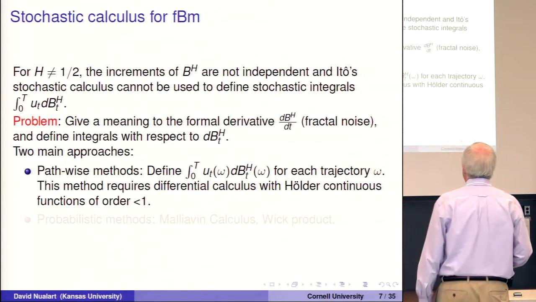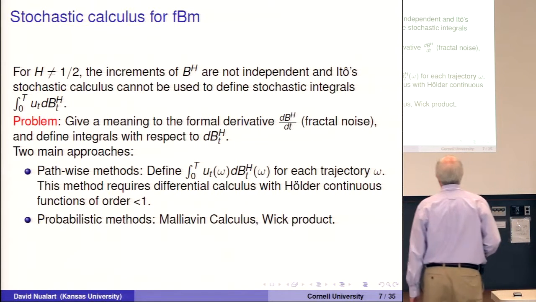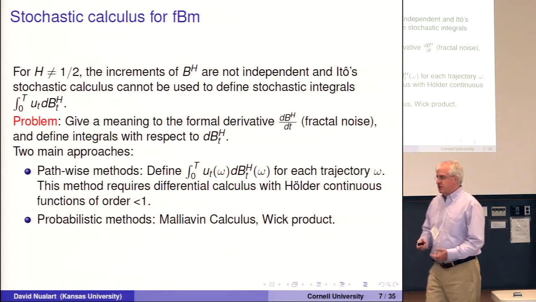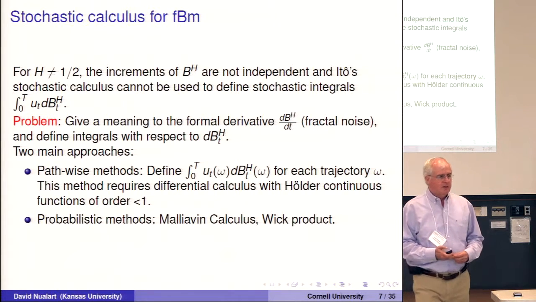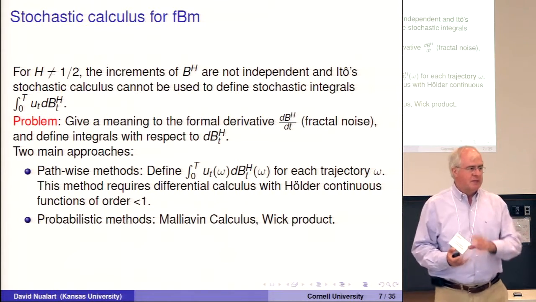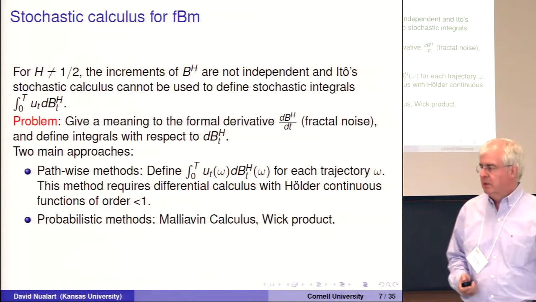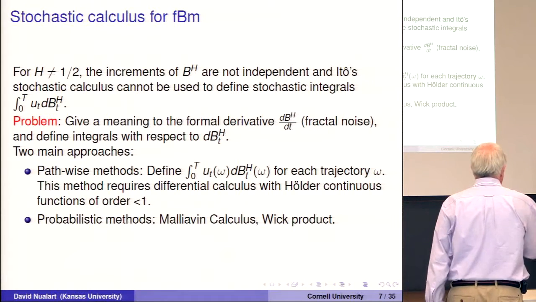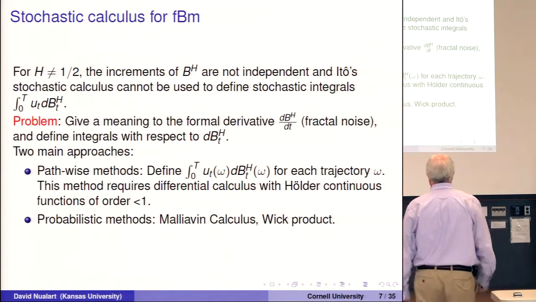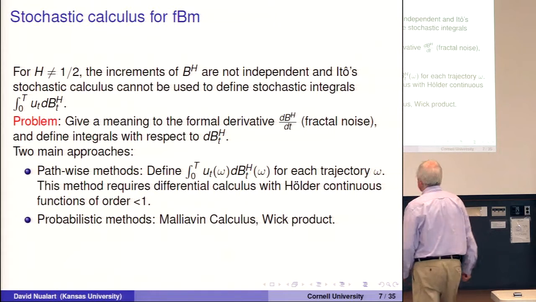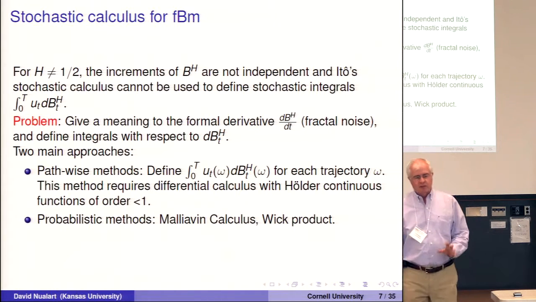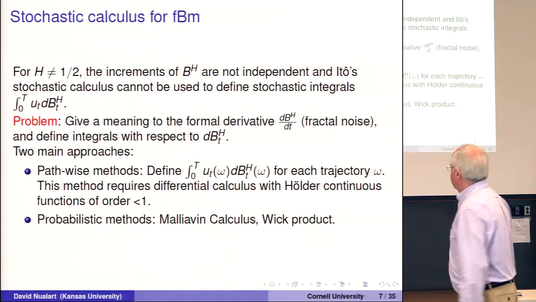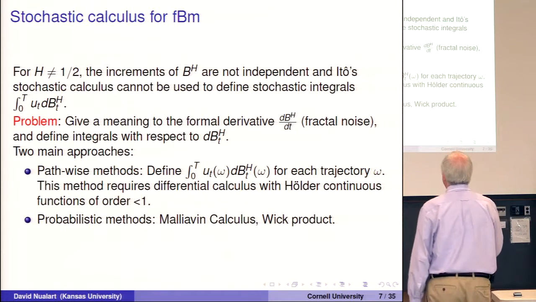Okay? And then there has been also, I'm not going to talk about this, but people also have used Malliavin calculus, the divergence operator, the Skorohod integral, to define integrals which are different from the Pathwise integrals. So I'm going to talk a little bit about these different ways to construct stochastic integrals in the case where, mainly we'll focus on the case H is bigger than 1/2. And I will start with these Pathwise methods.